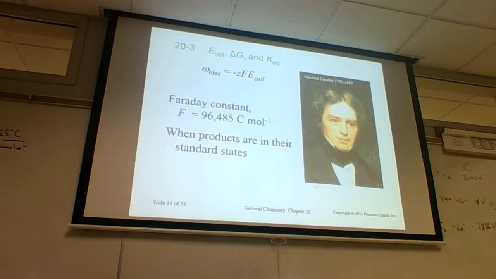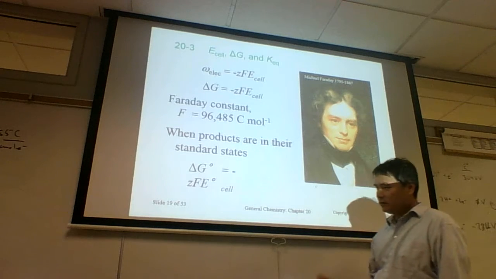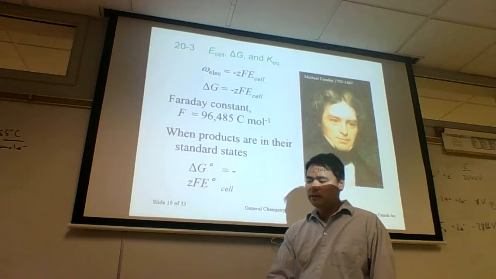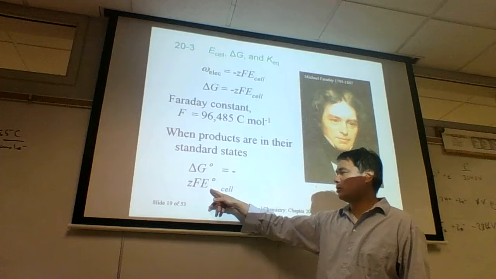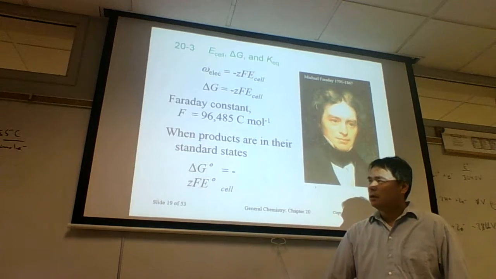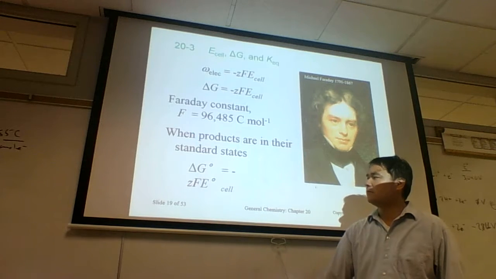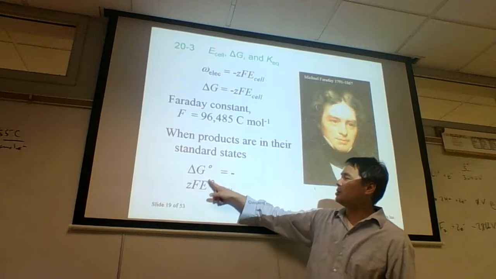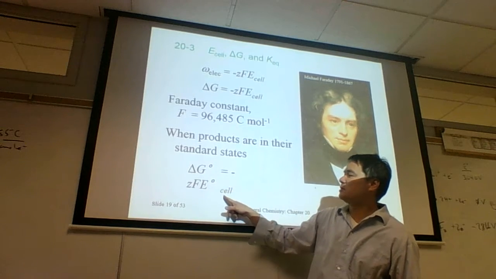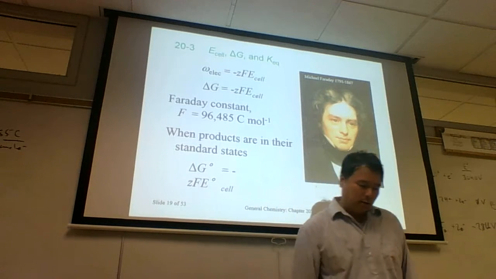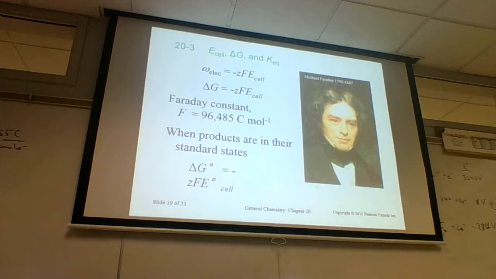When products are in their standard state, what is it saying there? Well, you know, the driving force we can convert into electrical work. The driving force for this reaction is going to be converted into this. And so this is the maximum amount of work we can do, if we can just drive the electrons through the external circuit. It turns out that delta G naught, when we're under standard conditions, is equal to minus ZF E naught of the cell. It depends on how much electromotive force we're pushing on those electrons.